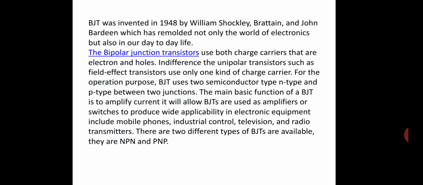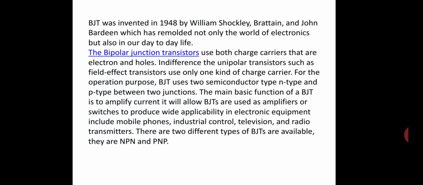History of BJT. BJT was invented in 1948 by William Shockley, Walter Brattain, and John Bardeen, which has remolded not only the world of electronics but also our day to day life. The bipolar junction transistor uses both charge carriers, that are electrons and holes. In difference, the unipolar transistor such as field effect transistor uses only one kind of charge carrier for its operation. BJT uses two semiconductor types, N type and P type, between two junctions.